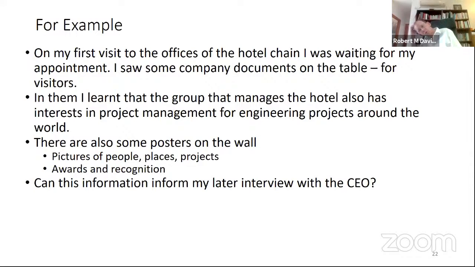There are some posters on the wall. There are some award certificates on the wall, naming projects, naming people. I should write down the details, or I should take photographs of them. And the things on the table, maybe I'll even put them in my bag and take them back to study later. But when I talk to the CEO, I want to show that I know something about the company. And all this information which they're providing for free, well, I want to ask about it. It will help me to understand the company better.